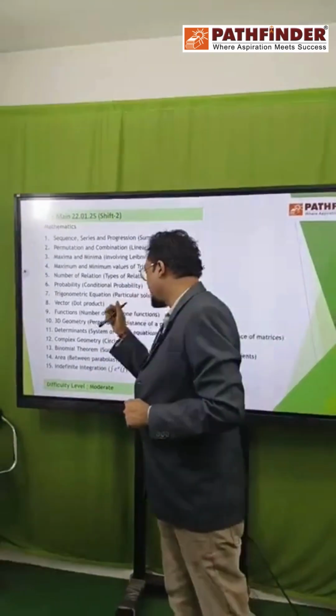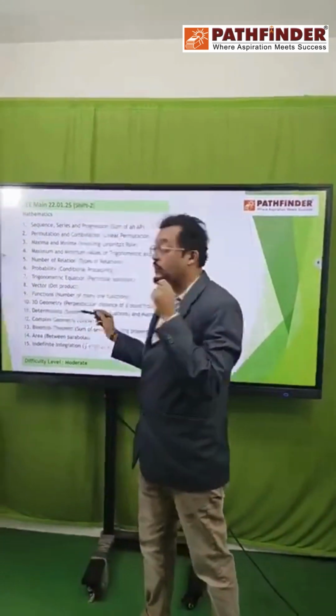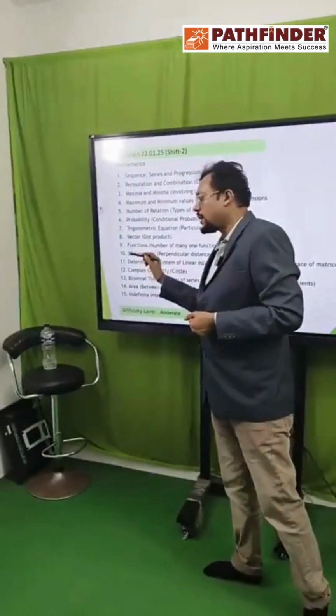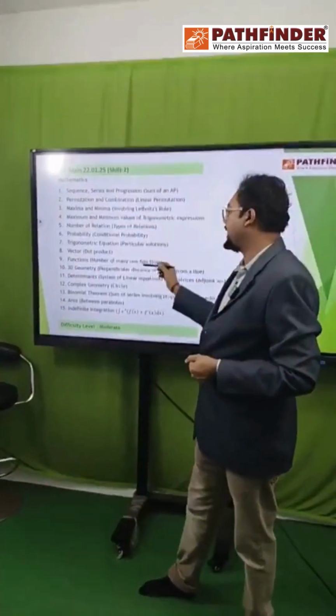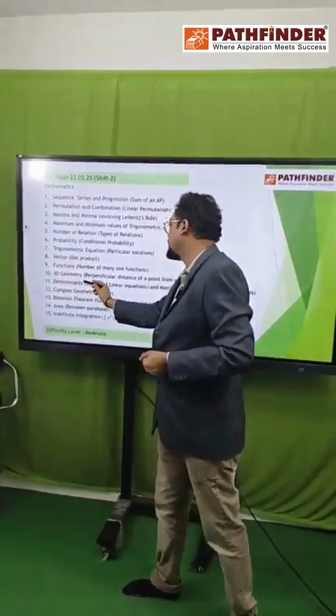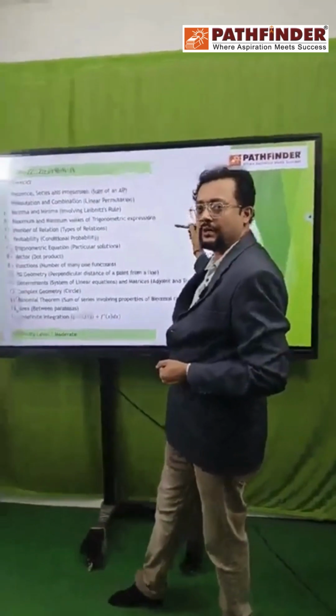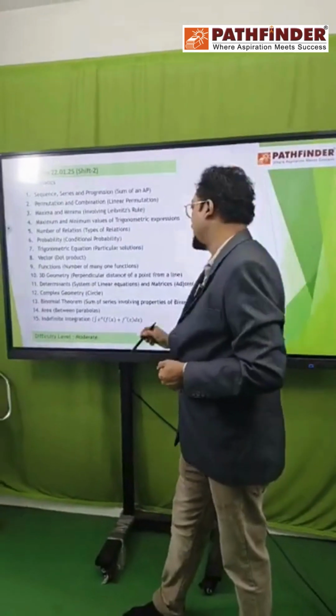Okay. Next comes again functions, questions were on number of many one functions. Number of many one functions. After that, from vector we are coming to 3D geometry. There is a straight line, and perpendicular distance of a point from a straight line they were asking.